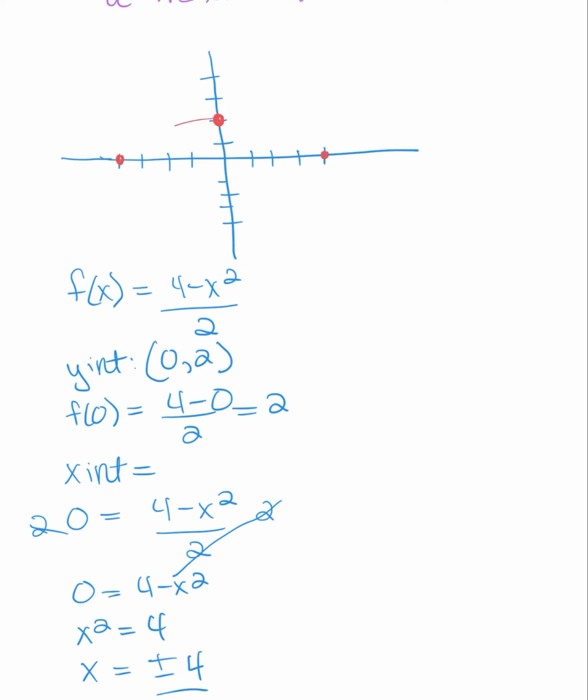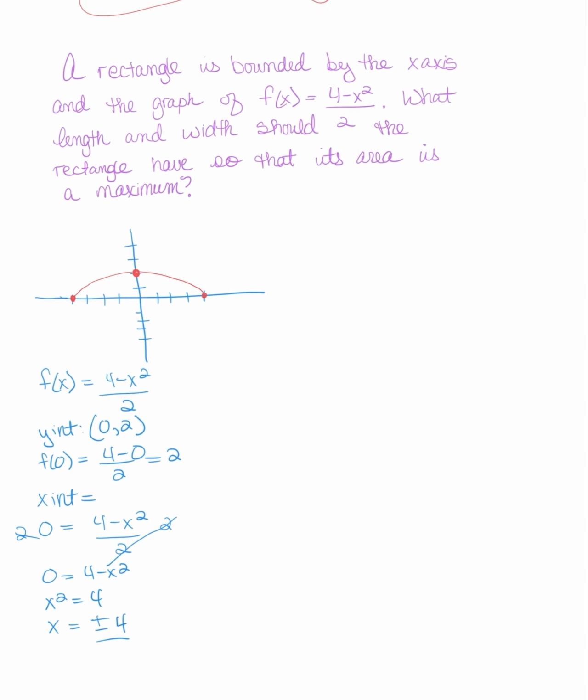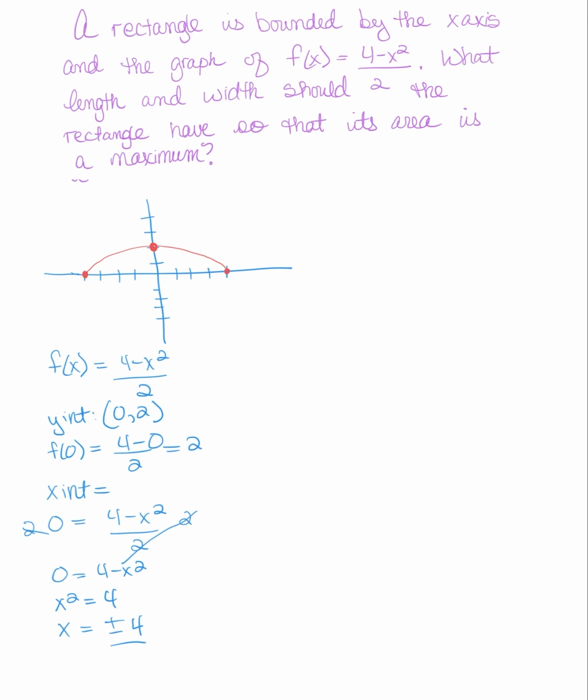So let's go ahead and just put it in right there. And then it says that we have a rectangle that is bounded by the x-axis and this graph. So we know that it's here, underneath of here. Now, what length and width, we don't know. And we want to know not only what the length and width are, but what they should be, so that way the area is a maximum.